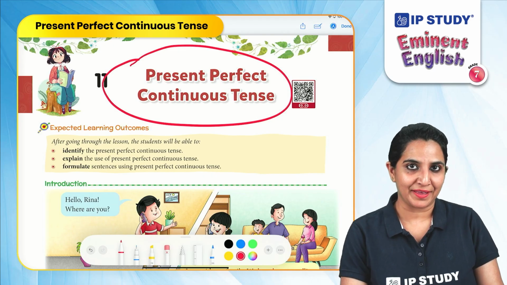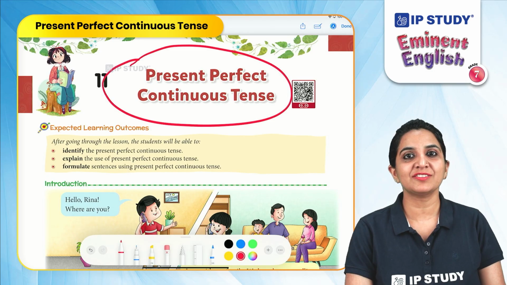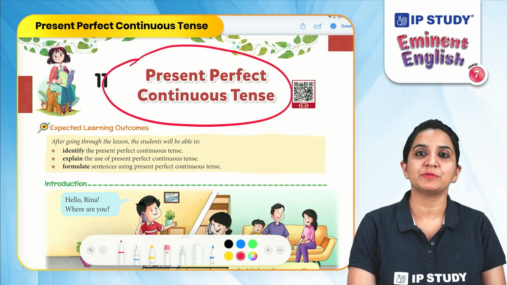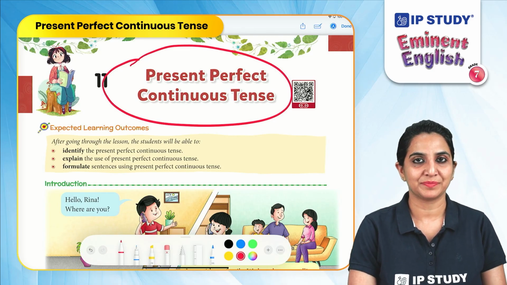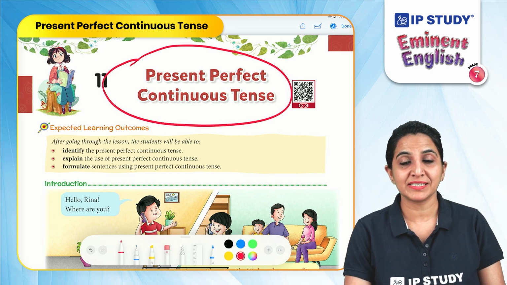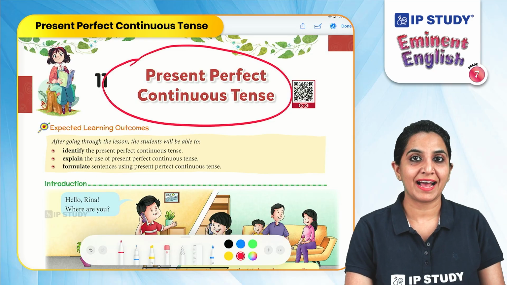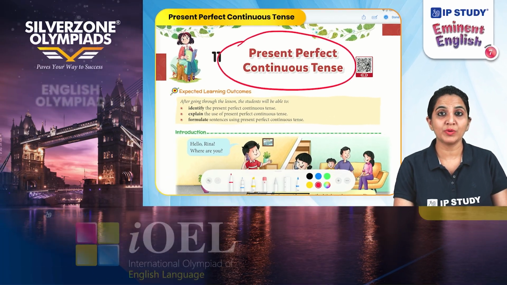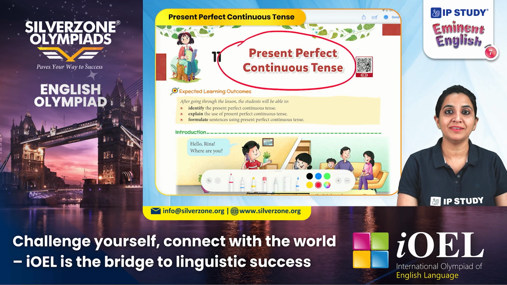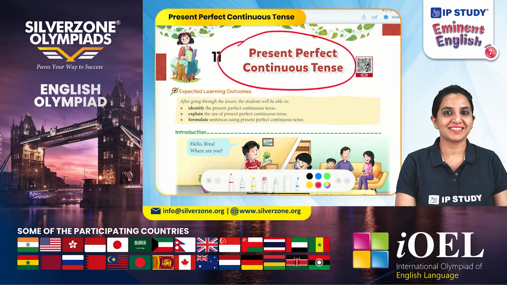As we are already aware that present perfect tenses are formed by adding has or have with the subject, and continuous tenses are formed by adding the ing form to the verbs. Similarly, the structure for forming a sentence with present perfect continuous tense will be by adding has or have to the subject along with the word been and adding the ing form of the verb. So, let's dive deeper into today's topic.